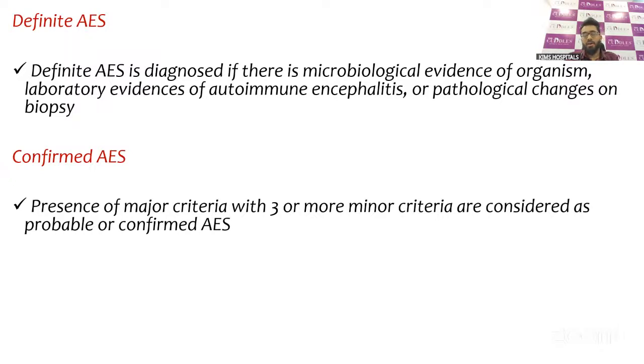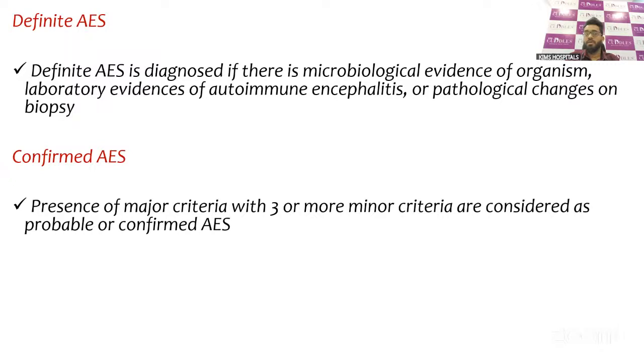Or if you are thinking it is autoimmune encephalitis, you need to have a laboratory evidence of autoimmune antibodies being positive. Or if you have a pathology specimen, or maybe postmortem, or you do a brain biopsy and the biopsy shows there is some sign of encephalitis, autoimmune encephalitis, and that is also a definitive AES.